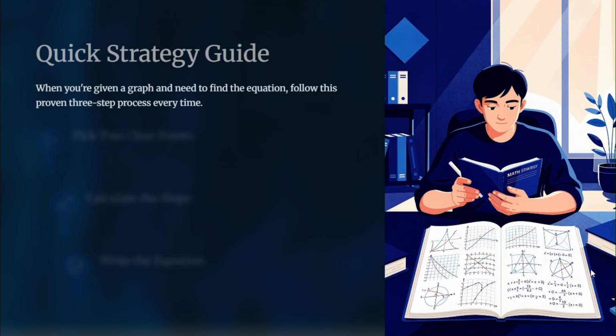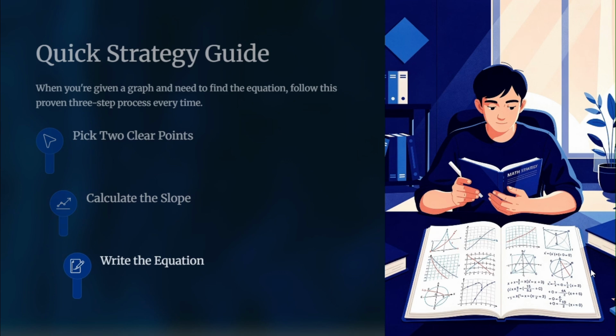When you're given a graph and need to find the equation, you can follow this proven 3-step process every time. Pick 2 clear points. Choose points where the line crosses grid intersections for accuracy. From these 2 points, you can calculate the slope, rise over run between your 2 points. And finally, you can write the equation by identifying the y-intercept or use the point-slope form to build your equation.